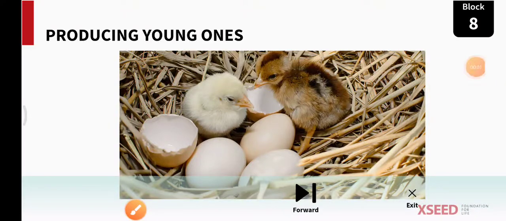Namaste students, welcome to our EVS class. In today's class we are going to learn about how animals produce their young ones. What are the two ways in which the animals produce their young ones? That we are going to discuss.